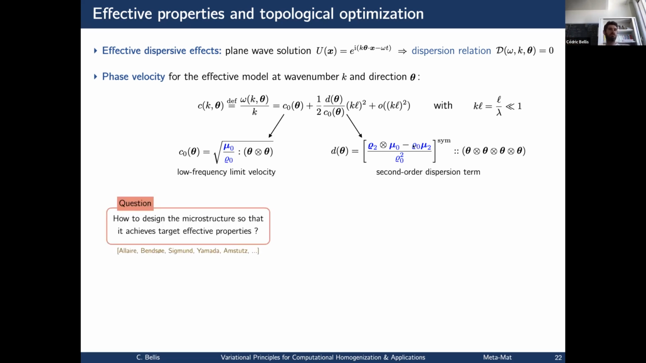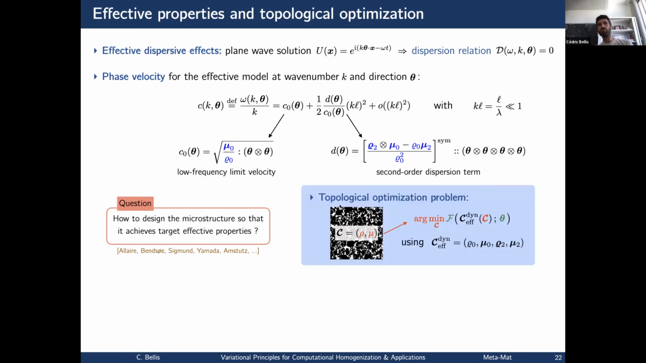Okay, so now what we can ask ourselves is, finally, how to design the microstructure to achieve some target effective properties. So for the remainder of the talk, I will consider a topological optimization problem where we will try to determine the microstructure, so the distribution of mass density and shear modulus, that achieves the minimization of a given functional of the effective parameters.